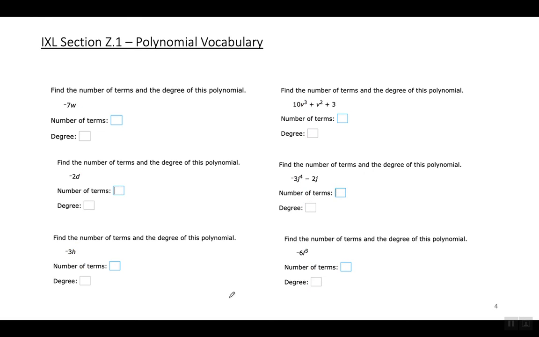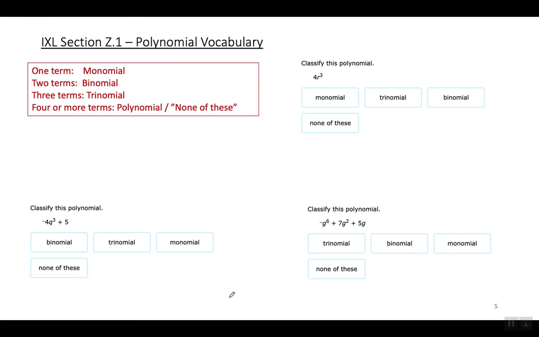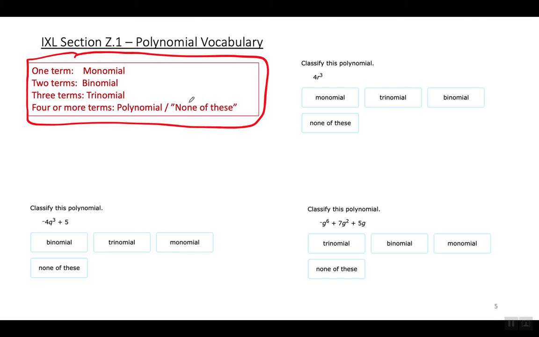Okay? All right, and there's one more type of question where they're going to ask you to classify the polynomial. Now look, I put it up here, all you have to know. If the polynomial has one term, it's a monomial. If it has two terms, it's a binomial. And if it has three terms, it's a trinomial. And if it has four or more terms, it's just called a polynomial, so you would select none of these. When I did the IXL, I didn't see any of these, but I put that just in case.